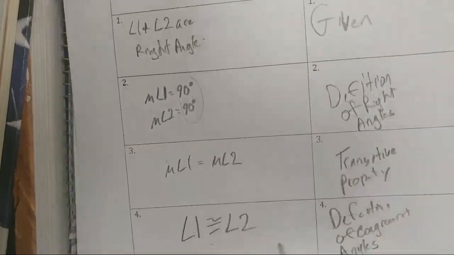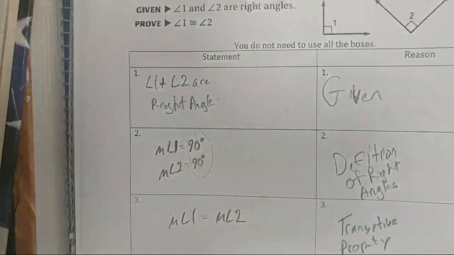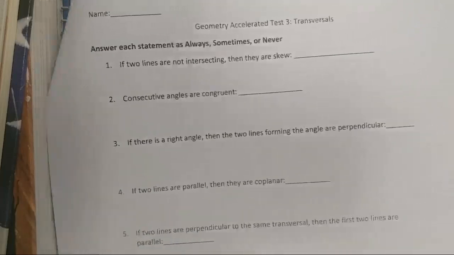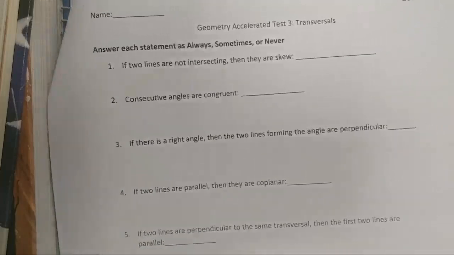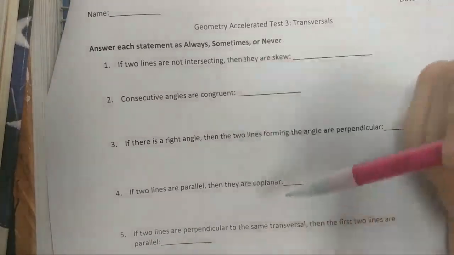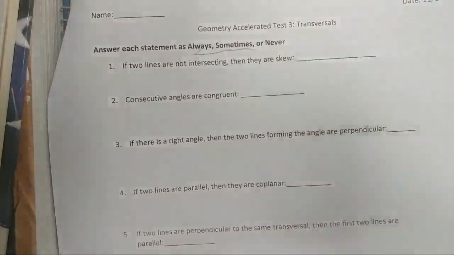I got to the prove over here, which I'm very happy with. I believe that's the end of chapter 2. So let's get right to chapter 3. Okay. And we're going to start with the dreaded always, sometimes, never.